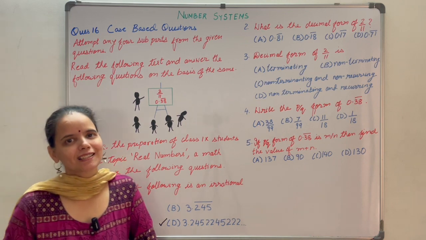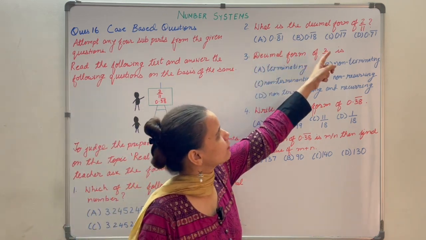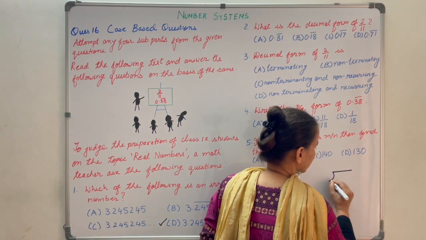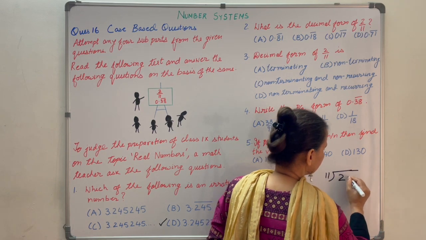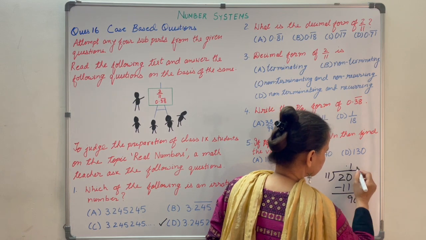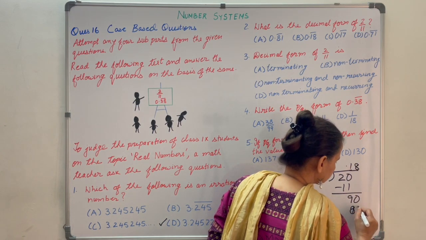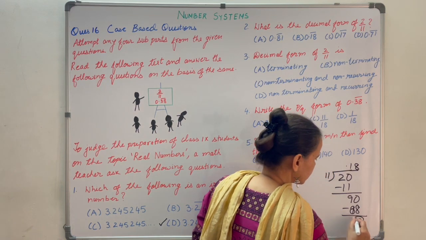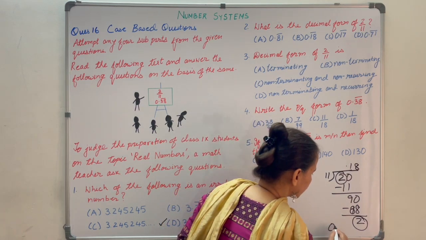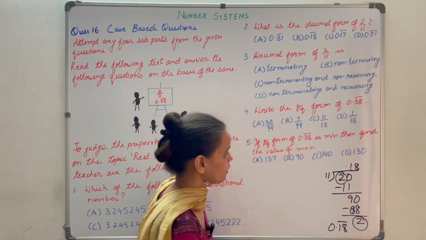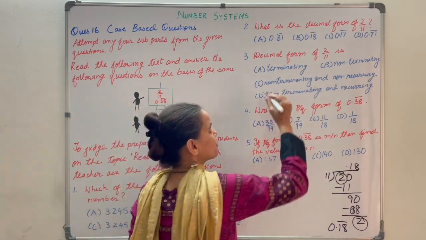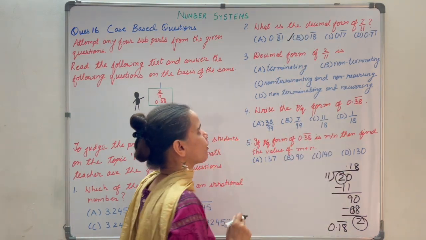Let us now move on to the second question. What is the decimal form of 2 by 11? You need to find out the decimal form of 2 by 11. So for that you need to divide 2 by 11. So it will go by 1. So you can see again the remainder is repeating. So the quotient will also repeat. So you will get 0.18 bar. So here B option is having 0.18 bar. So you can put a tick mark for B option.